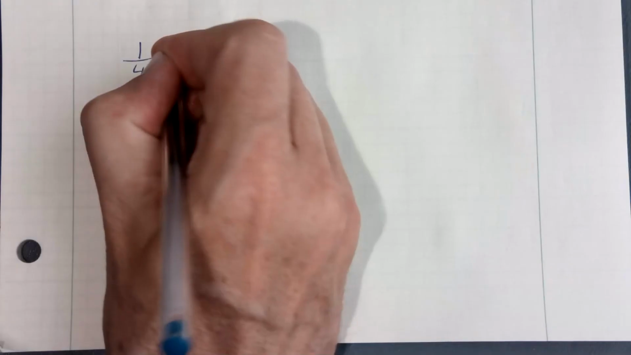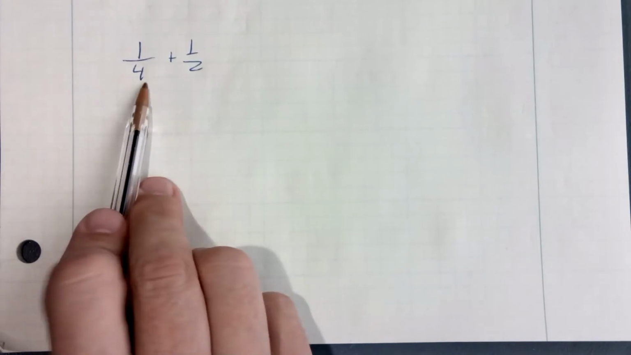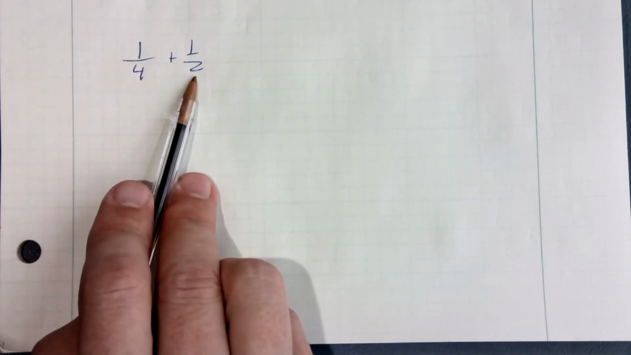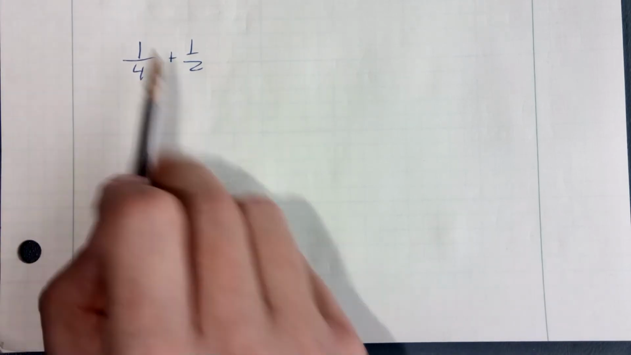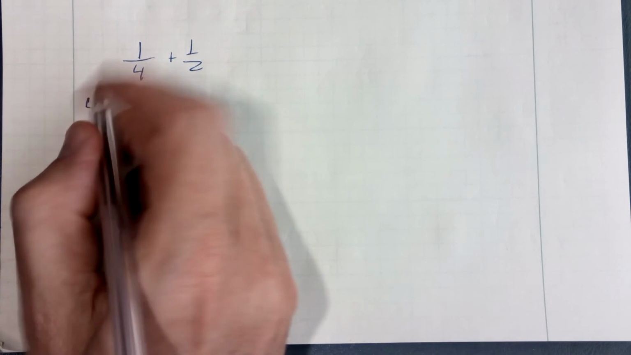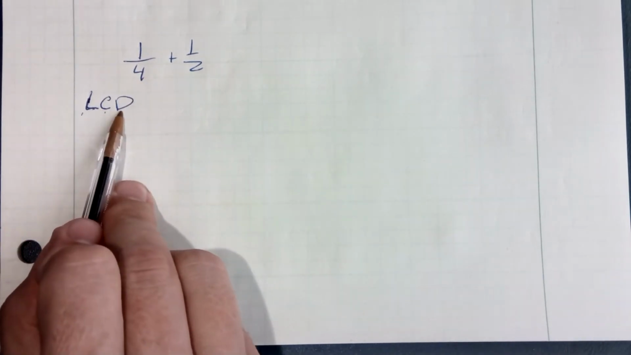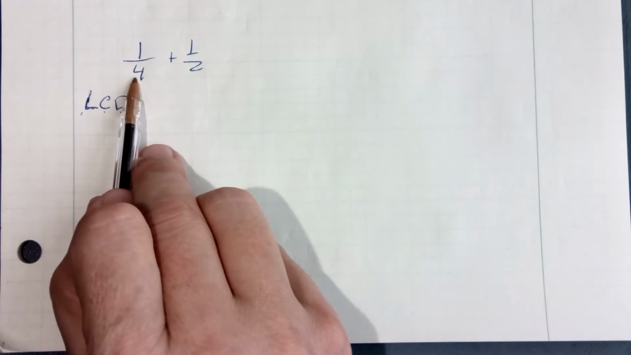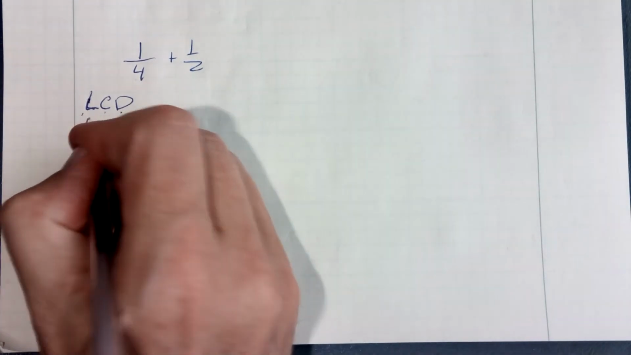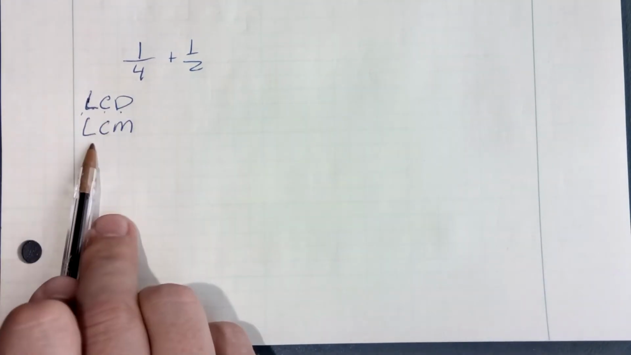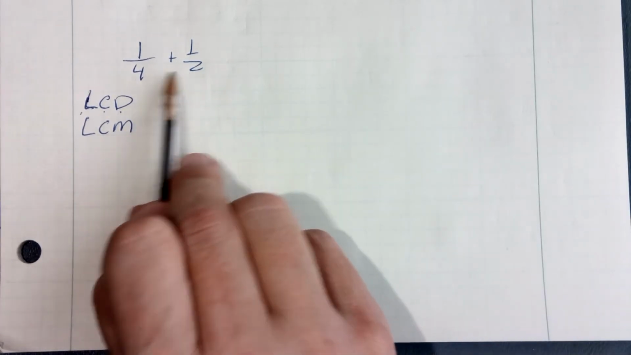Let's have 1/4 plus 1/2. Well, if the denominators are not the same, we need to get them the same. So what we want to find is what we call the least common denominator, the LCD, which is the least common multiple as well. Sometimes they call that the least common multiple, or the LCM. Well, the least common multiple of 4 and 2 is 4.